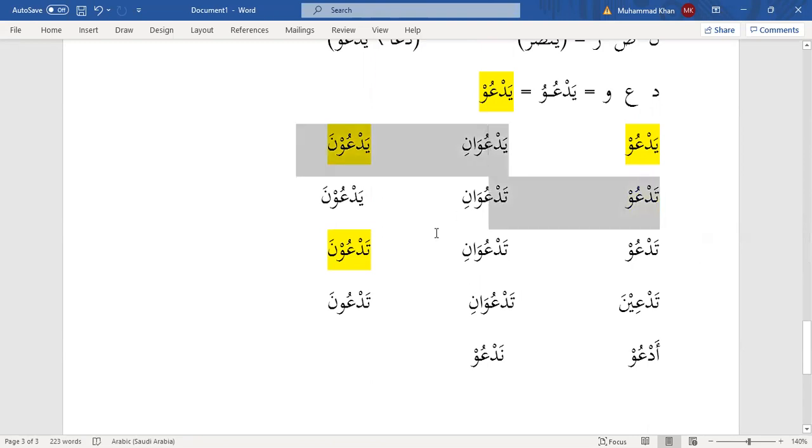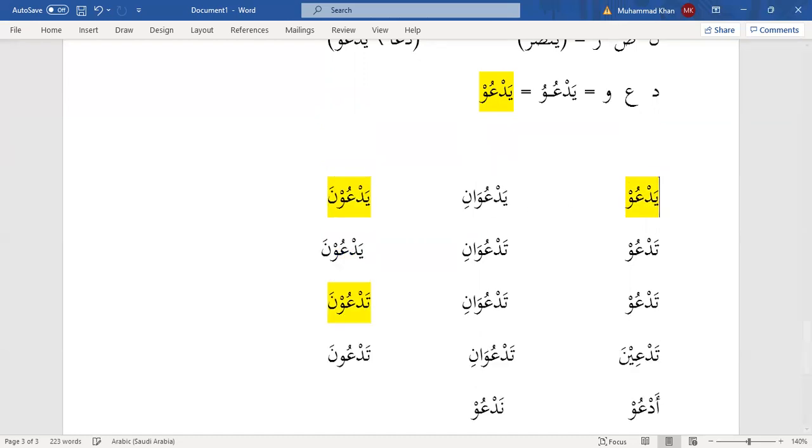And number two, for the feminine plural, they haven't changed as well. They remain as they are. No change has taken place. We had one waw with dhamma here, as it is, we have not changed it. We have only changed for the masculine plural, but for the feminine plural, no change has taken place because they are on the same pattern as yansurna, yad'una. There is no need to make any change because they are equal.